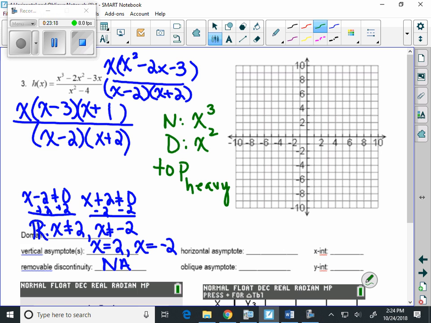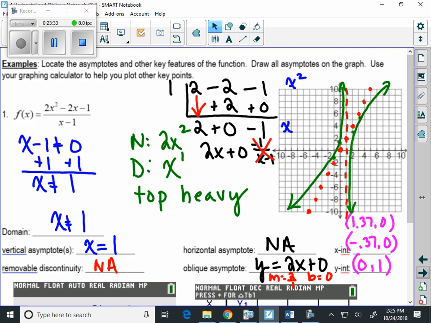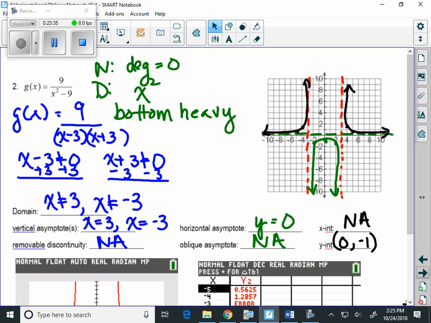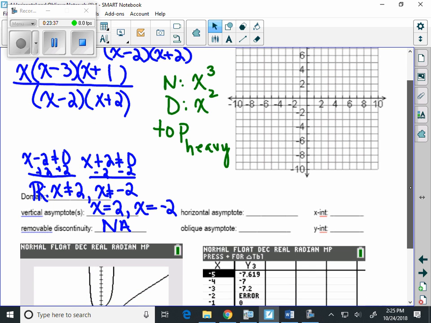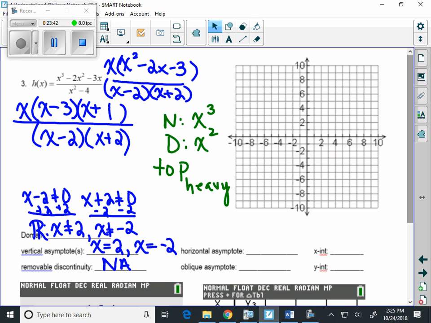Let's go back and look at our chart to see what we qualify for. Since we are top heavy, it's going to be the oblique, the farthest to the right. It's an oblique, and we're going to write this in slope-intercept form. The way that we do that is we're going to use synthetic division, and this one is a little bit wacky in terms of the synthetic division.